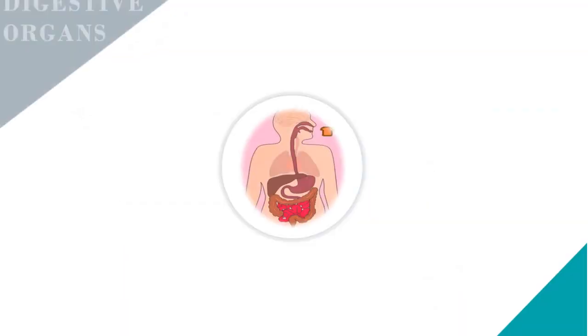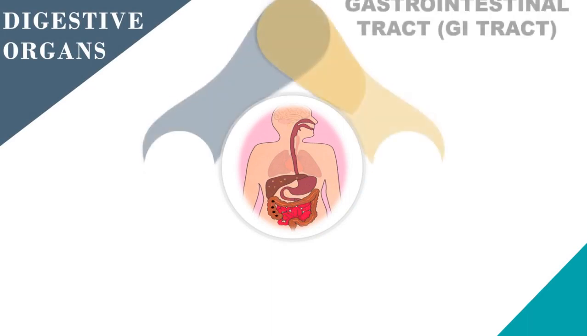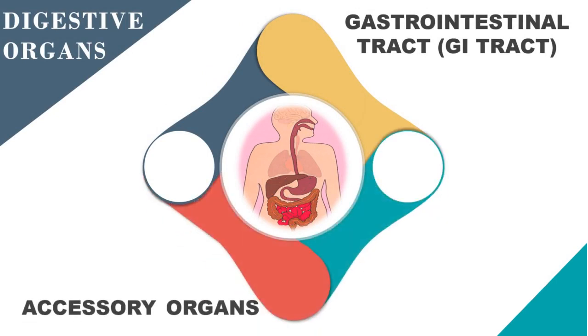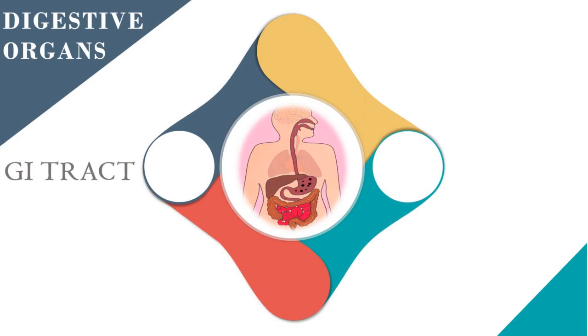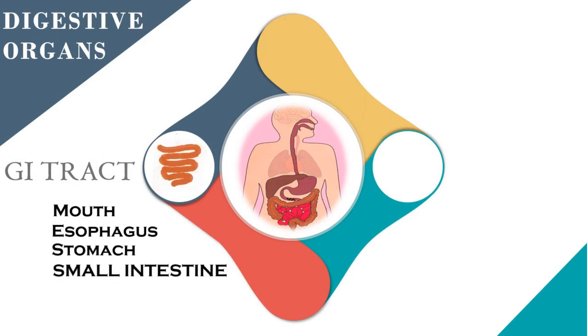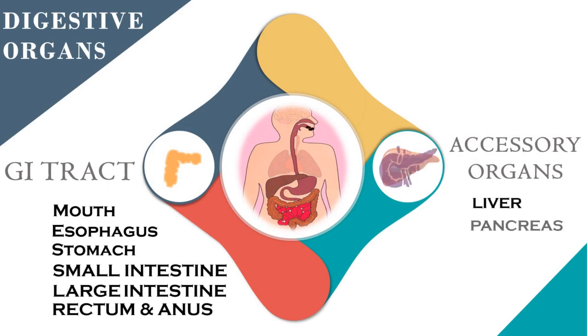Now we shall see what are the different types of digestive organs. You can classify them as gastrointestinal tract organs and accessory organs. Gastrointestinal tract organs will include mouth, esophagus, stomach, small intestine, large intestine, rectum and anus. Accessory organs will include liver, pancreas and gallbladder.